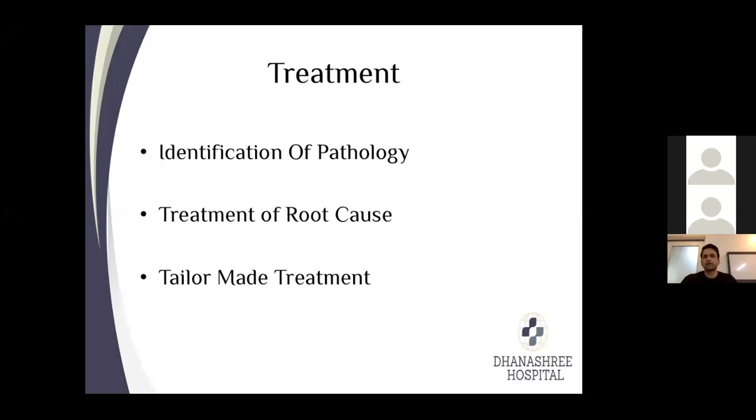So how do we define a treatment? We define a treatment for a frozen shoulder by first identifying the pathology, finding out the root cause, and giving tailor-made treatment for every patient. That is what I believe in. Every patient can't be having the same treatment for a frozen shoulder. If one particular movement is more stiff than the other, that is the movement we are supposed to focus on. So if some patients have a good internal rotation but a stiff external rotation, the patient should be pushed for getting the external rotation back before the rest of the movements. So every treatment should be tailor-made.